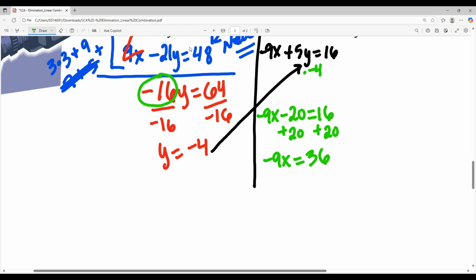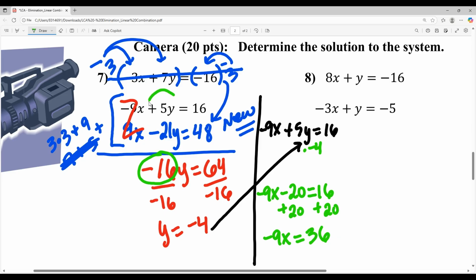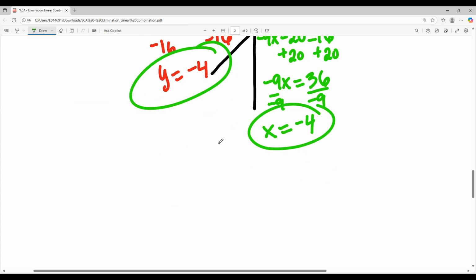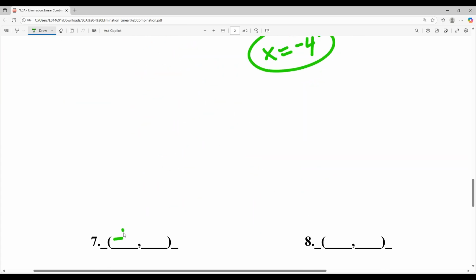Yes, because we combined 21 and 5. We combined these two terms. We combined 5 and negative 21, and that gave me negative 16. You're just adding straight down. Okay, I'm going to divide by negative 9. That gives me x is equal to negative 4. So our solutions are going to be negative 4, negative 4. Any questions? How do we feel about that?